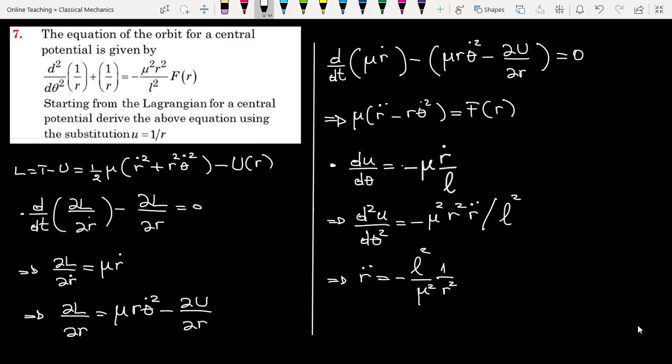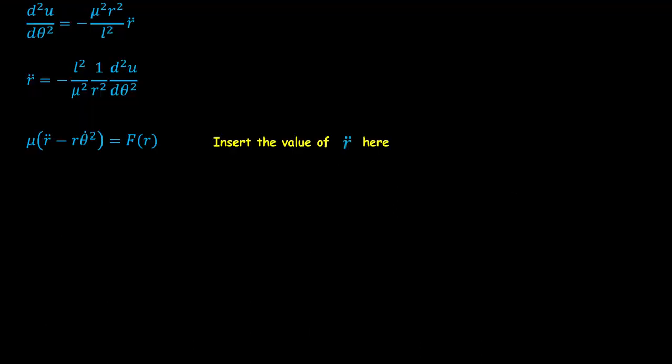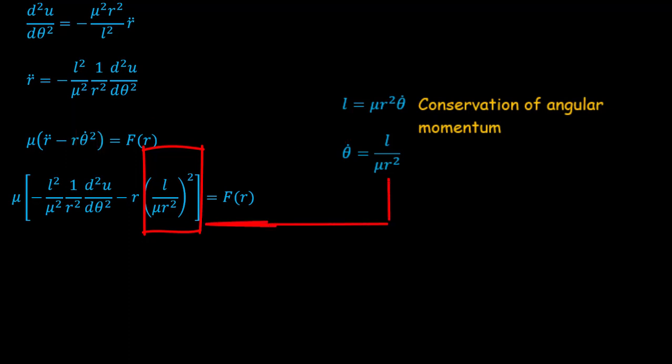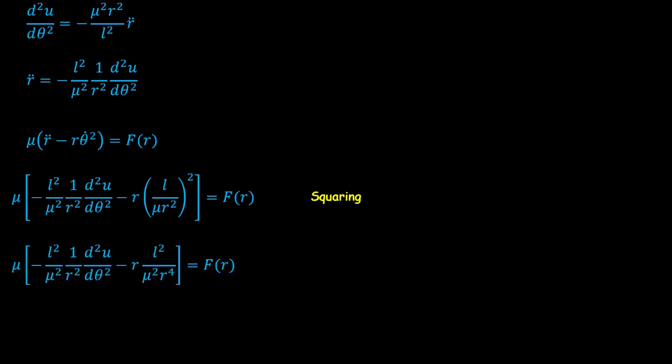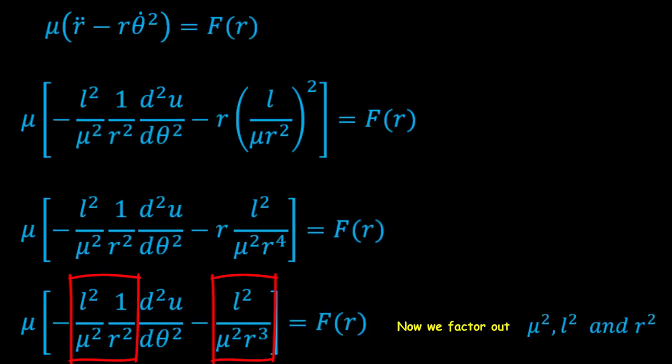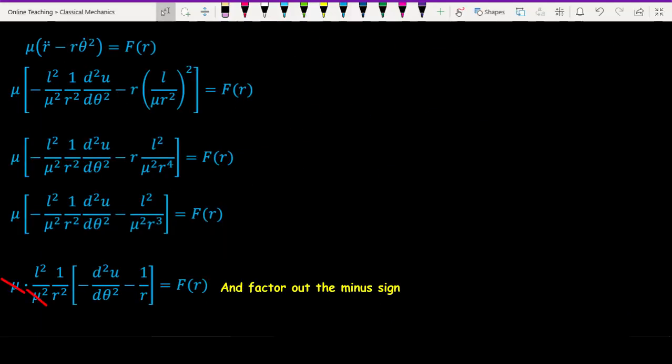And now remember, we are going to reinsert the value of r double dot into our expression above. You see, insert the value of r double dot here, and remember the conservation of angular momentum. We square it, they cancel out. Now we factor out these variables and factor out the minus sign here.